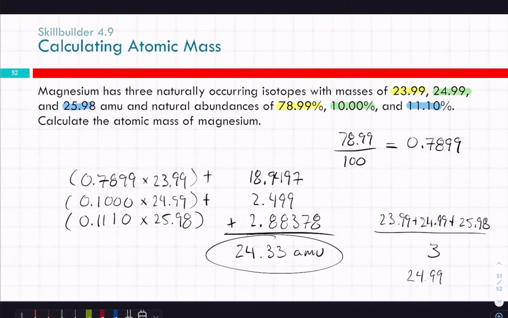What does the U stand for in AMU? Atomic mass units. We use atomic mass units because it's like times 10 to the negative 27 kilograms is how much a proton weighs.